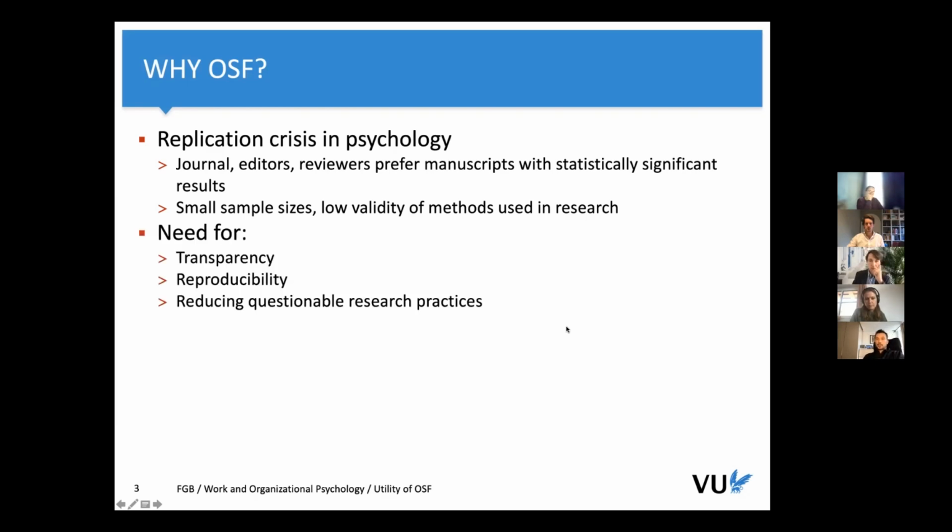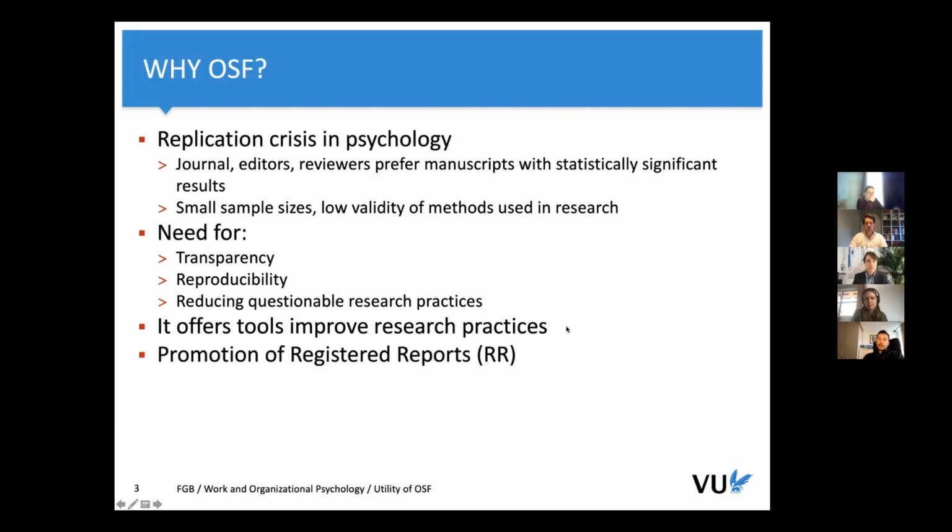So as a consequence of this replication crisis, there was a call for transparency and reproducibility, and of course, all of that was aimed at reducing questionable research practices. So they started to build OSF, and as you could see based on Anita's presentation, OSF offers tons of interesting tools for pre-registration and also for other stuff. And it also promotes something called registered reports. It's to some extent something more advanced than pre-registration.